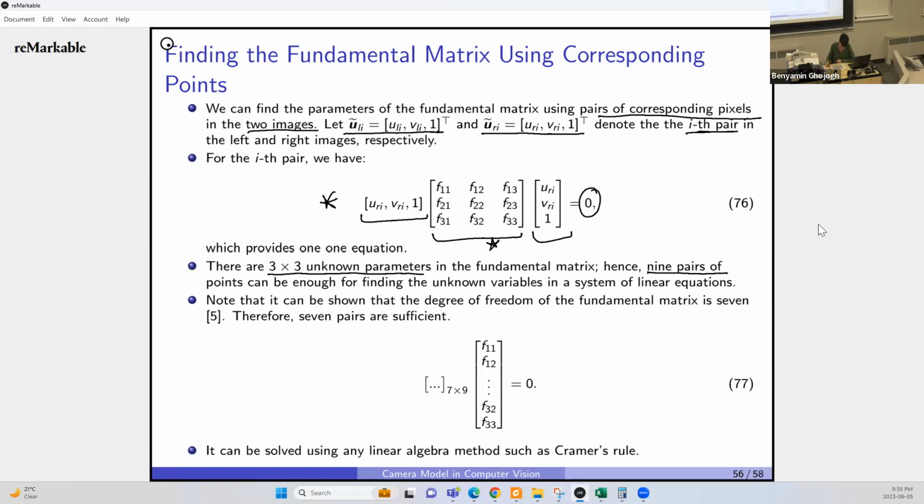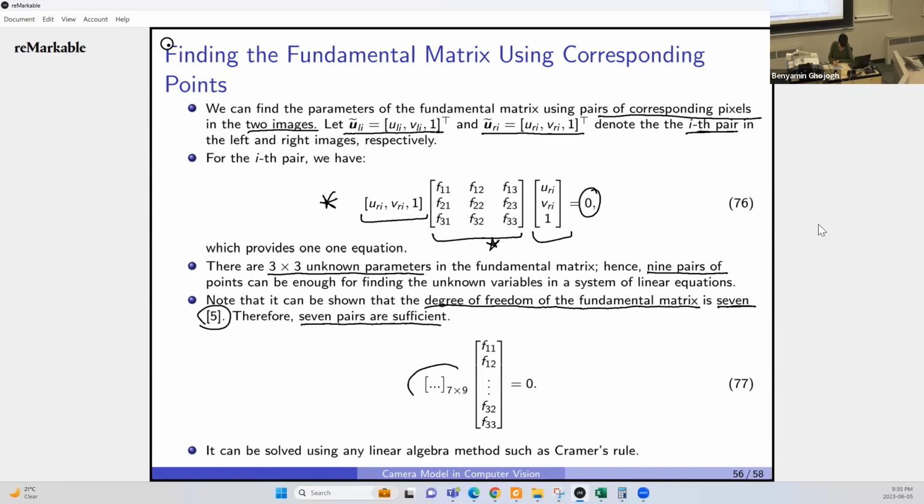Nine can be enough for finding the unknown variables in a system of linear equations. Note that it can be shown that the degree of freedom of the fundamental matrix is 7. See reference 5, the book. Therefore, 7 pairs are sufficient.